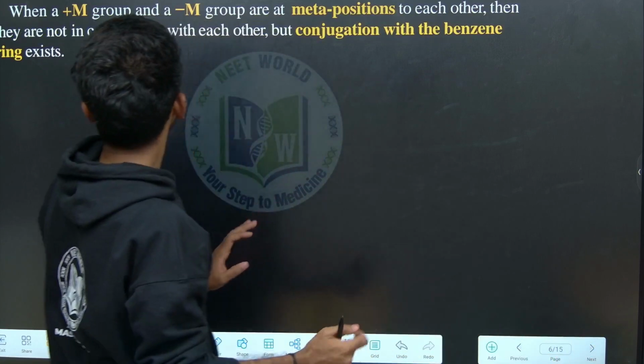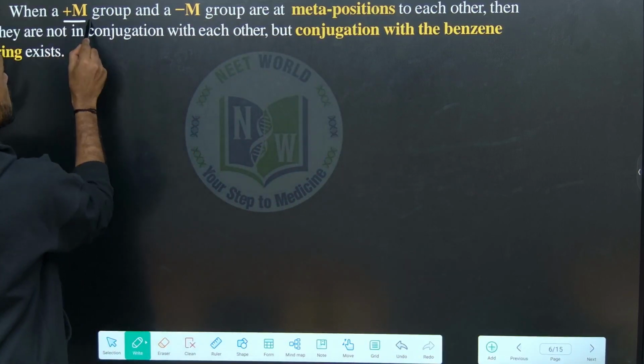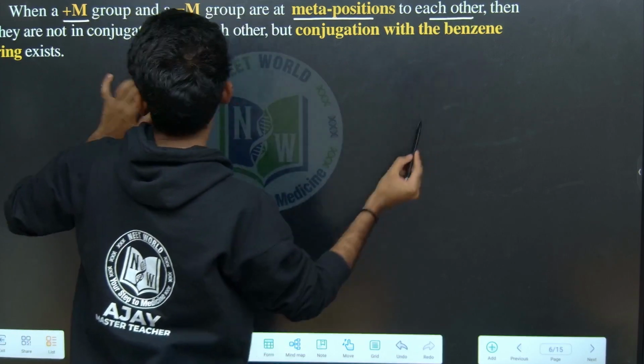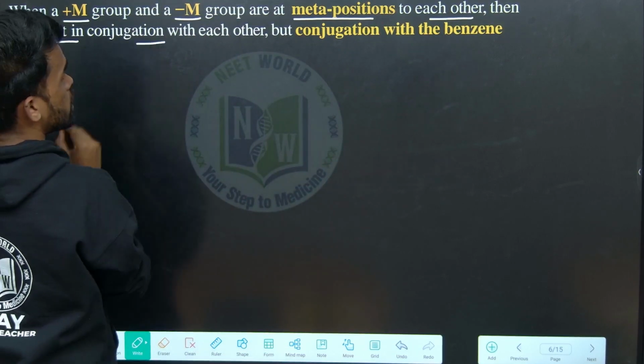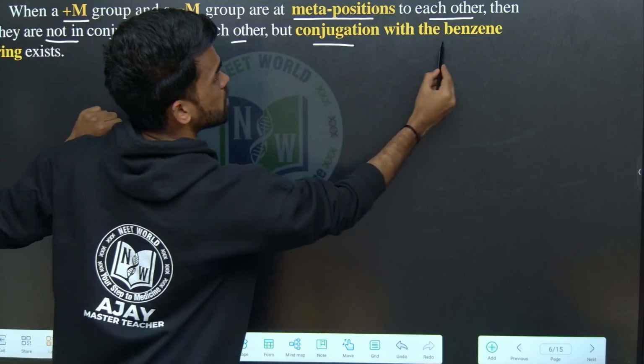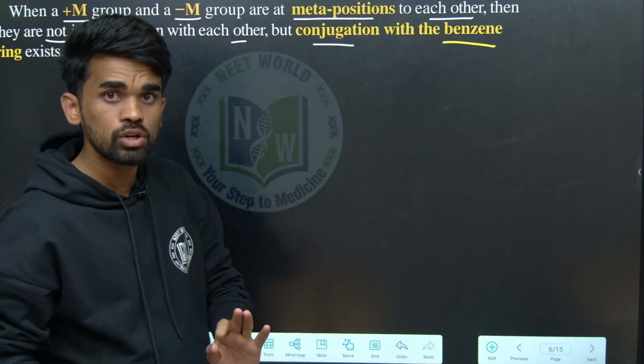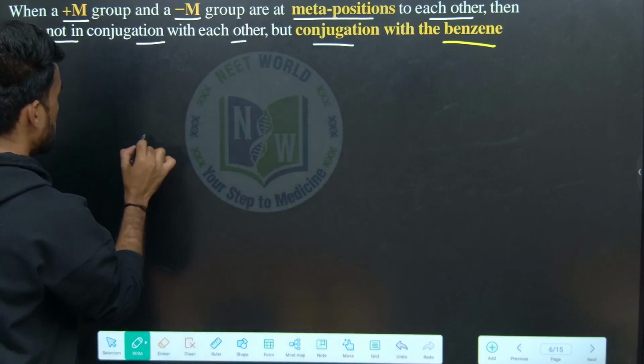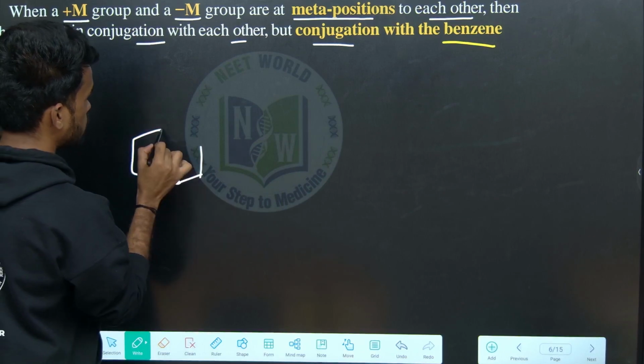Okay. Now, when a plus M group and a minus M group are at meta position to each other, then they are not in conjugation with each other, but in conjugation with the benzene ring. Yes. So what I told you, the mesomeric effect that is there will not be observed at meta position, I told you. So it means, let us say here I have a group like this.